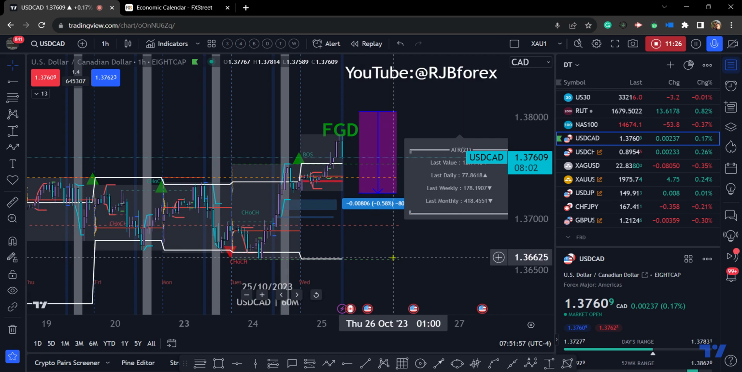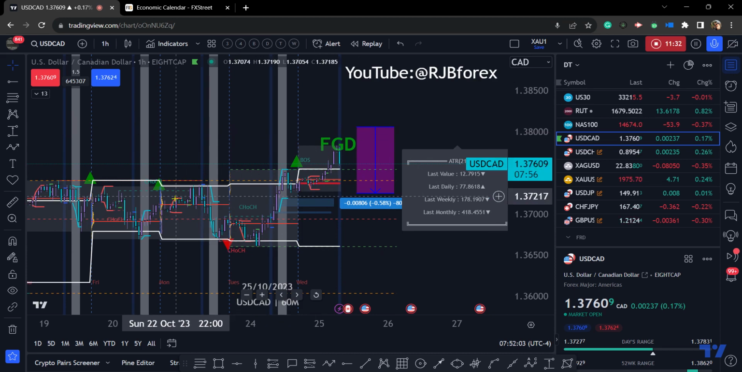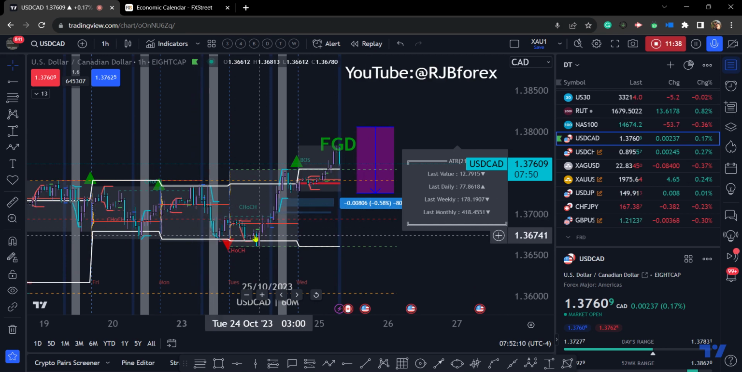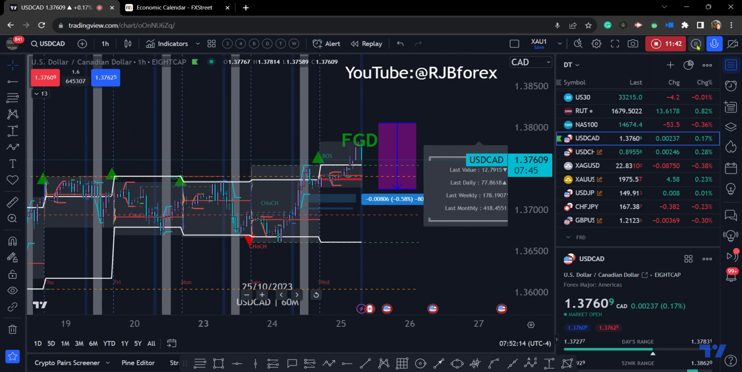Closing price for continuation trade. Day 1, day 2 continuation. Day 1, day 2, day 3 continuation. Day 1 breakouts, day 2 breakouts, so potentially.